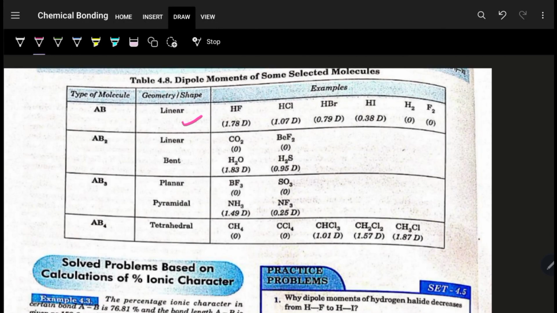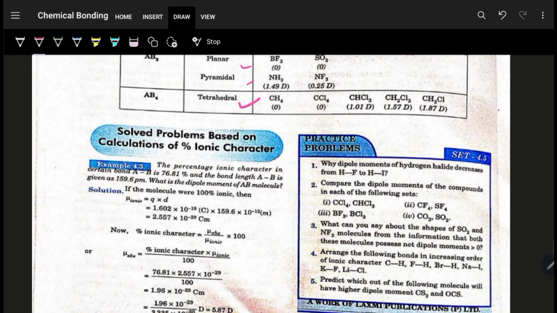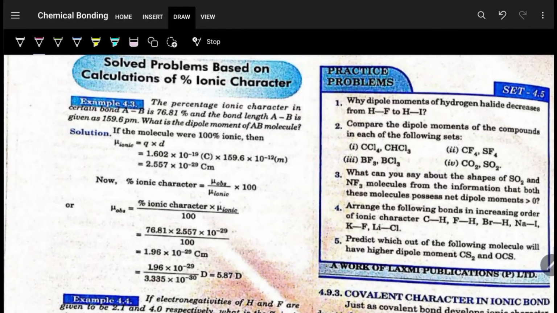The dipole moments are given. AB2 type can be linear or bent. Like CO2 was a linear one. AB2 type is H2O also, but it is bent. Okay, it has two lone pairs. It is bent. AB3 type is this, AB4 type is this. Now problems related to percent ionic character, this is one numerical related to the one which we have just now seen.